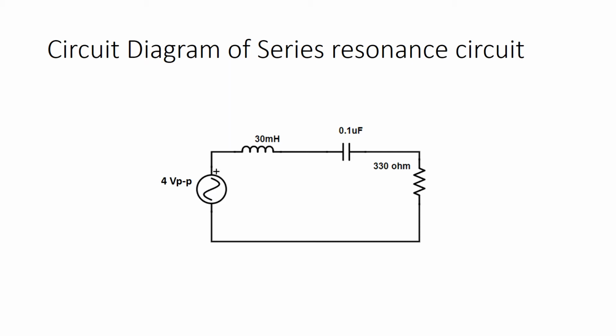So the impedance will be minimum in the series RLC circuit at resonance frequency, and the current will be maximum at the resonance frequency of the series resonance circuit.